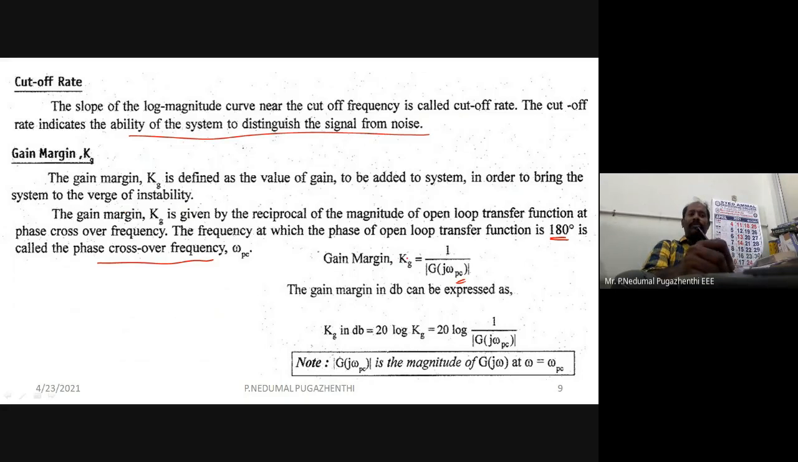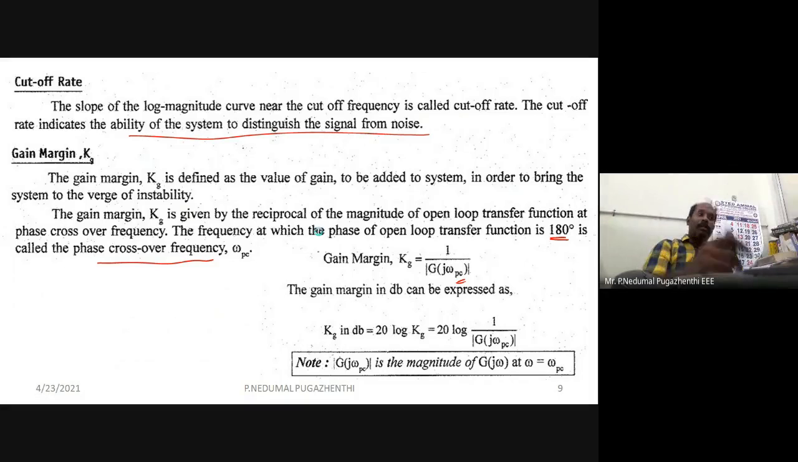That can be obtained using Kg equal to 1 by |G(j omega pc)|, where omega pc is your phase crossover frequency. For a transfer function, if you apply a frequency at which 180 degrees is obtained, we call that the phase crossover frequency. Your phase plot has to reach 180 degrees. For what value of omega it reaches 180 degrees, that frequency is the phase crossover frequency.